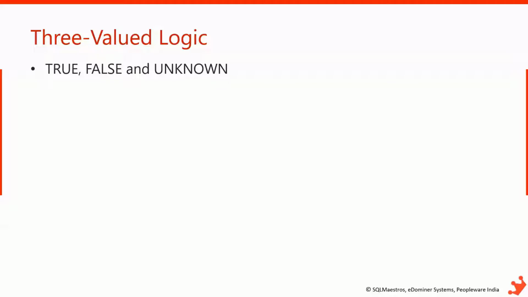The unknown logical value in SQL typically occurs in a logical expression, and we denote that with null in SQL Server. I hope the concept is very clear. Generally in SQL, we have true, false, and unknown, three output values for any logical expression. This is called three value logic, and the unknown is represented as null in SQL Server.